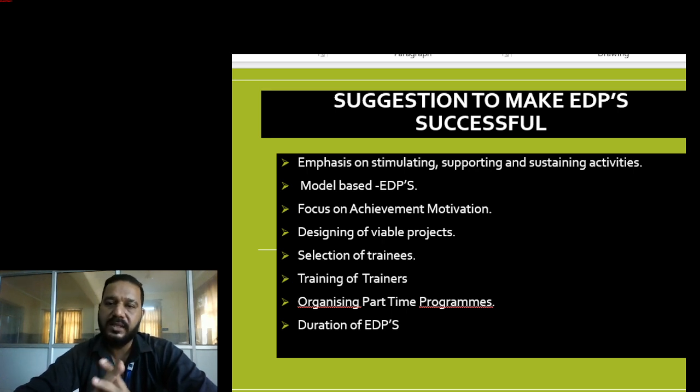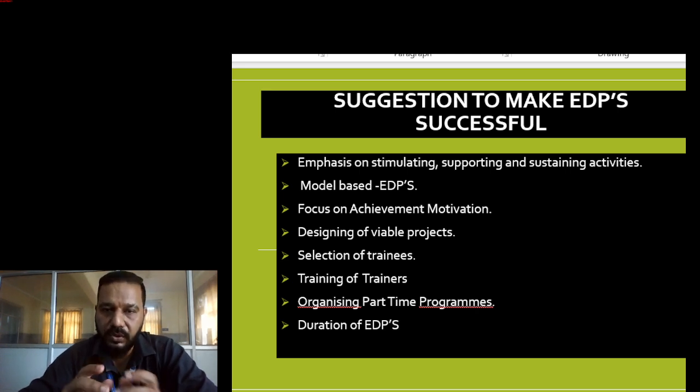The first suggestion that I would like to give is emphasis on stimulating, supporting, and sustaining activities. Means you have to stimulate, support, and sustain the activities. Second is model-based EDPs. We should have different types of models for the EDPs, that focus on achievement motivation. Definitely, after doing this EDP, potential entrepreneurs sometimes are highly motivated. Sometimes when they are not able to produce the product, they become less motivated. So how to keep them motivated throughout the session and after the session is the basic focus of this program.